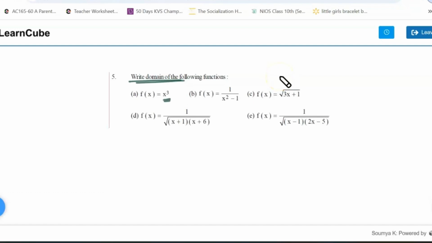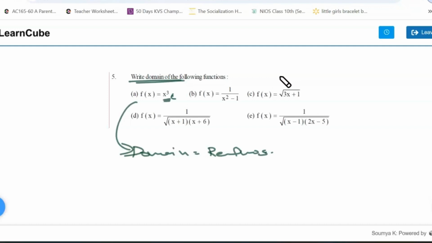Write the domain of the following functions in the fifth question. So here x cube is there. So any real number you can take as the domain. So x will take any real number. So all the real numbers are the domain. So domain for the first question is all the real numbers. Okay.